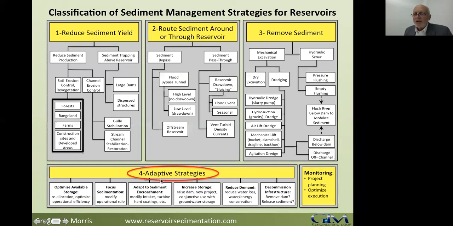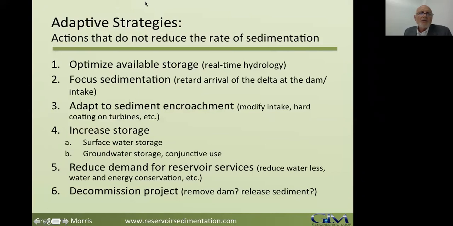Finally, we're going to look at some adaptive strategies. Now, an adaptive strategy is basically an action that doesn't reduce the rate of sedimentation. And there are 6 basic strategies. You can optimize available storage, focus sedimentation, adapt to sediment encroachment, increase storage, reduce the demand for reservoir services, basically demand for water or power, or decommission the project.